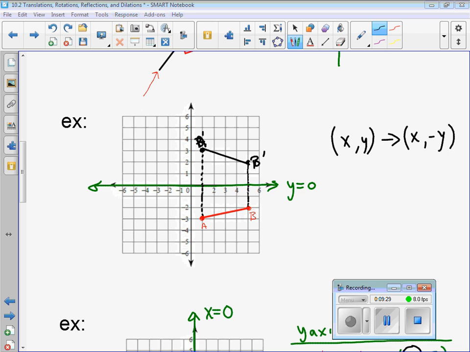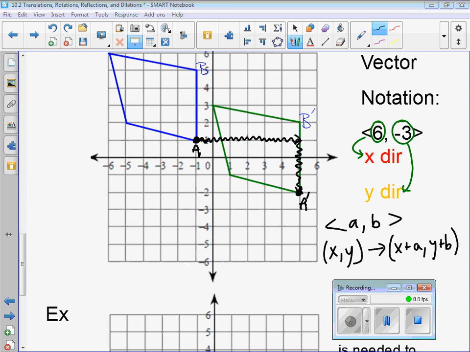I hope that you got this. The x stays the same in this case, but the y changes sign. So if it was positive, it became negative. Okay, and if it's negative, it became positive. All right, very good.